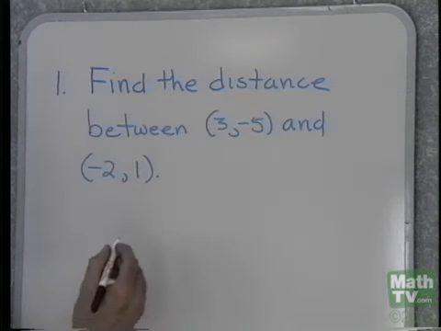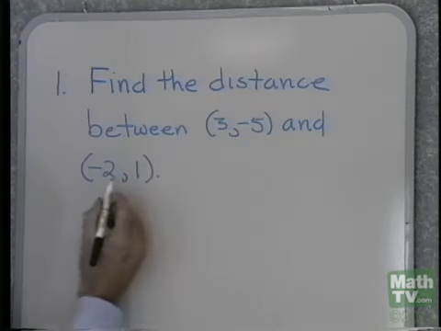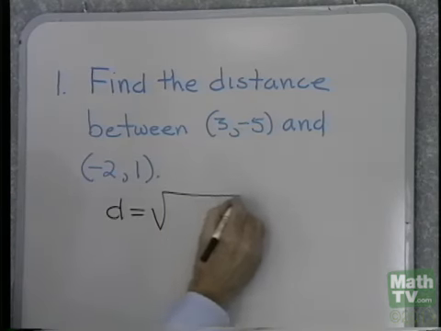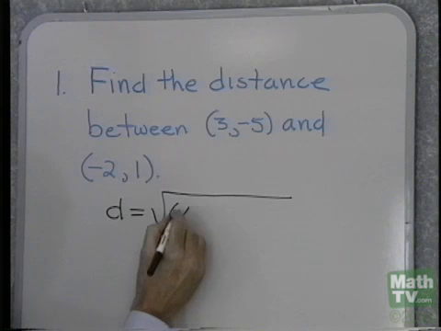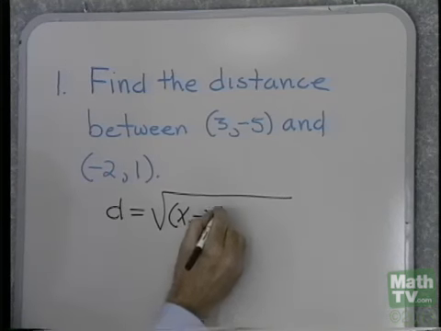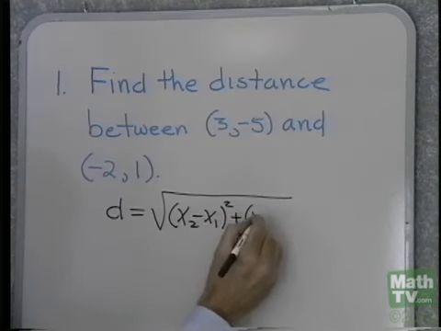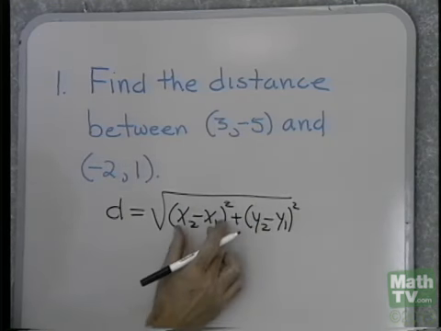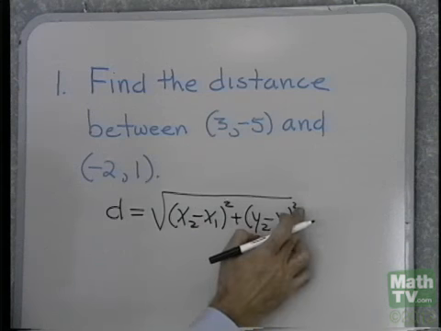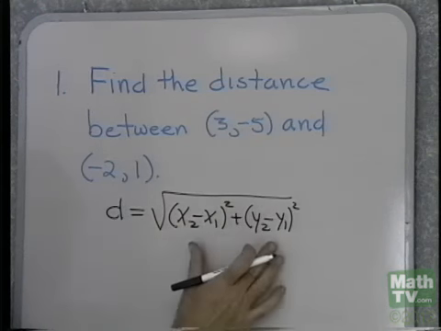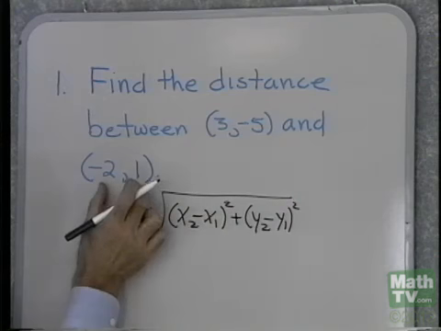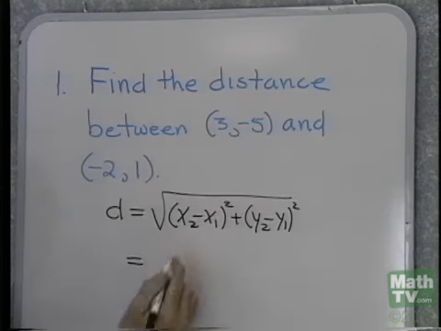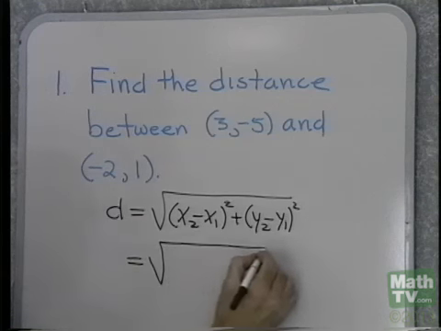I want to find the distance between the points (3, negative 5) and (negative 2, 1). So my distance formula says that that's going to be the square root of (x2 minus x1) quantity squared, plus (y2 minus y1) quantity squared. So the difference of the x-coordinates squared plus the difference of the y-coordinates squared, the square root of that sum. So I can assign this as the point (x1, y1), or this as the point (x1, y1). It really makes no difference. It doesn't make any difference what order I subtract in either.